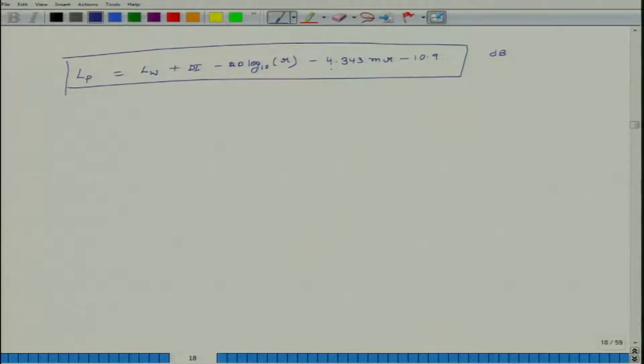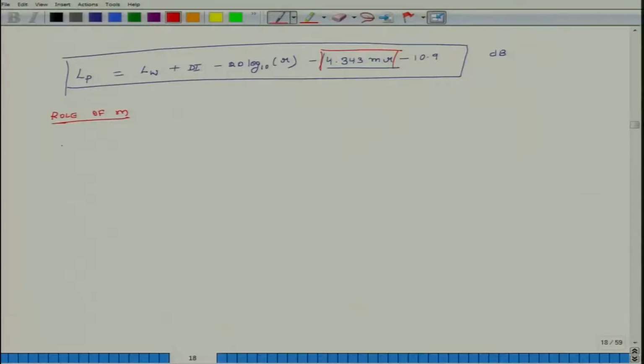I just wanted to do a couple of things in this lecture. First thing we would like to explore is the role of M in this whole thing. M we had discussed, either you can express it in inverse of meter, that is the unit, or in kilometer inverse. So, let us look at some of the values of M.